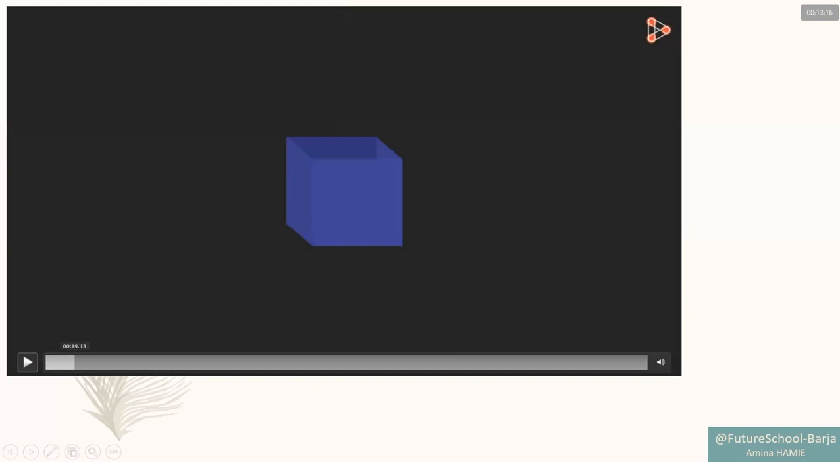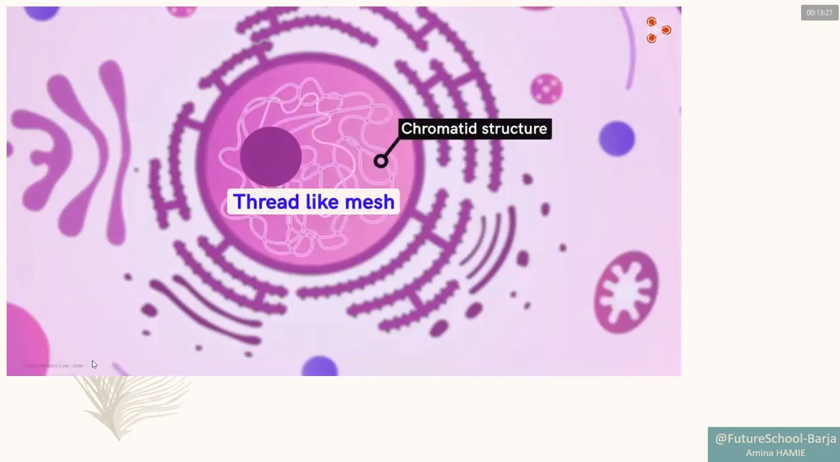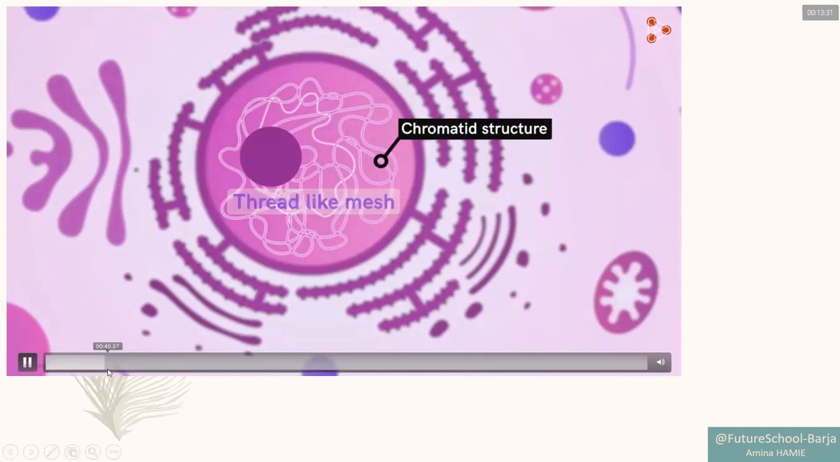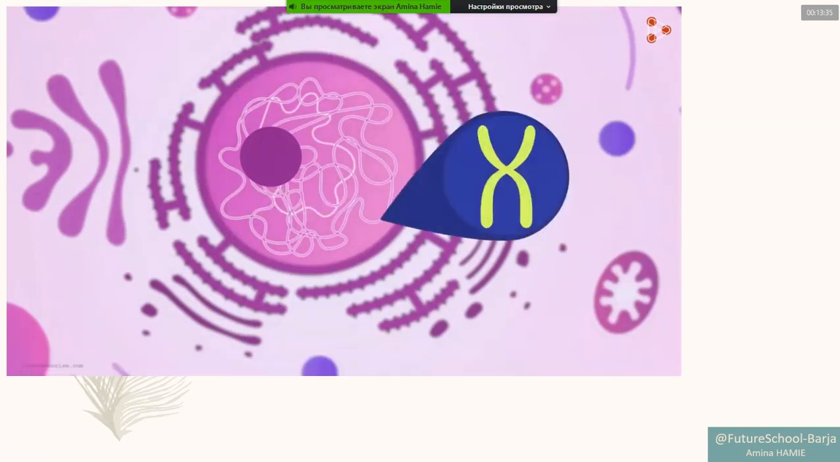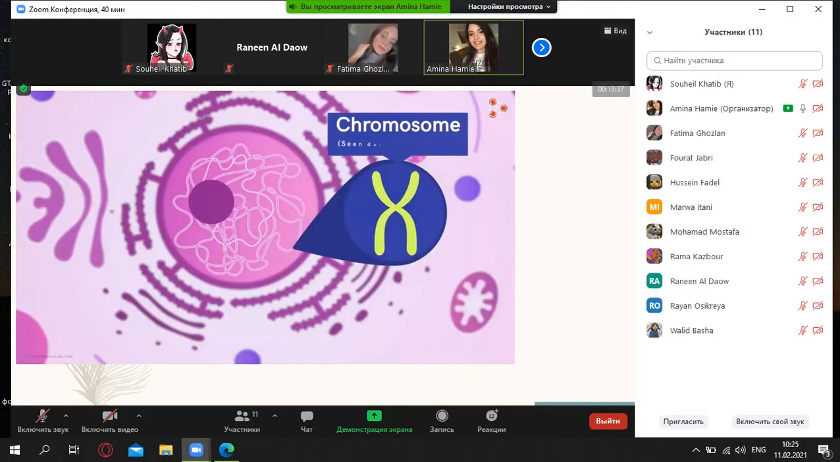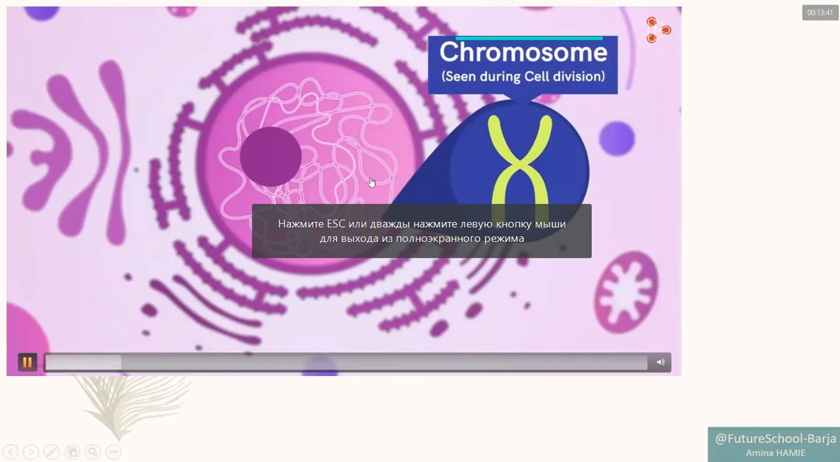We know that the long stretch of DNA is coiled to a great extent to fit inside the tiny nucleus. This process of coiling gives rise to the chromatin structure. It's a thread-like mesh that we find in the nucleus of a metabolically active cell. The chromatin gains a typical classical structure which looks somewhat like this. It's seen during cell division, and these are nothing but the chromosomes.